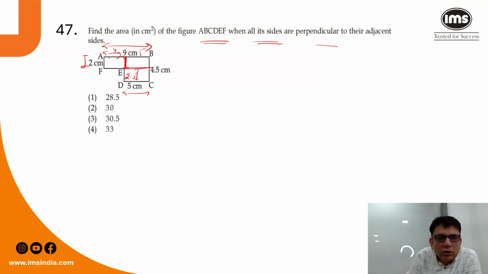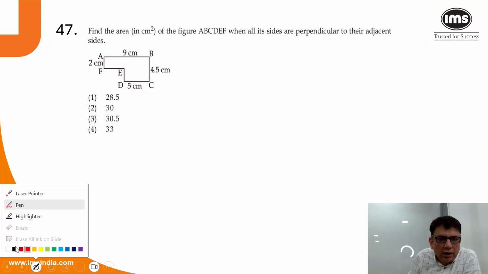So 4, 2. This complete will be 9 into 2. I don't need to break this. 9 into 2, 18. And this is 4.5 into 2.5. Right? This is complete 9. 9 into 2 is 18. And this will be, no, this will be 5. Sorry, this is 5. 5 and 2.5.